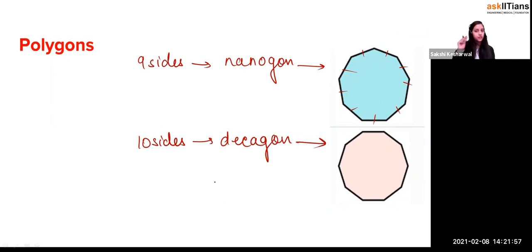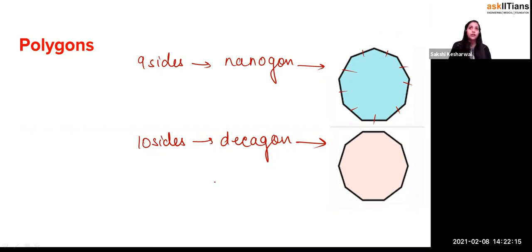Decagon. 10 sides means decagon. So we generally memorize till 10 sides and that is okay with us. Later on, for 11 sides, for 15 sides, we say it's a polygon with 15 sides, like a polygon with 12 sides. For 12 sides we say dodecagon, right?